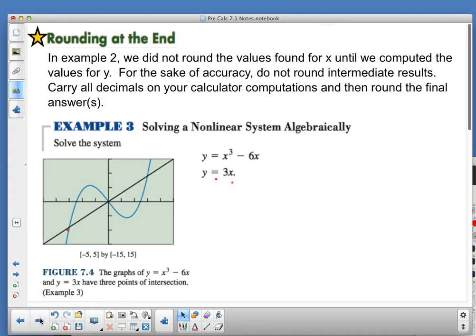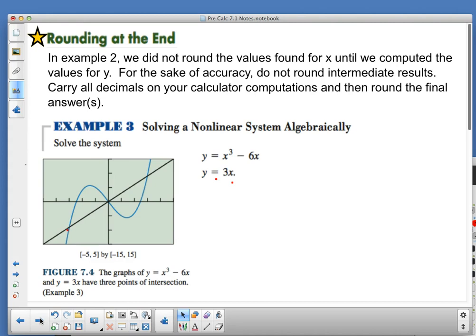Moving on, we're also looking at, in example 2, we did not round the values found for X until we computed the values for Y. For the sake of accuracy, do not round intermediate results, okay? That's rounding error. I'm sure you've heard that over and over in science. You round once at the end, okay? Carry all decimals on your calculator computations, and then round the final answers.